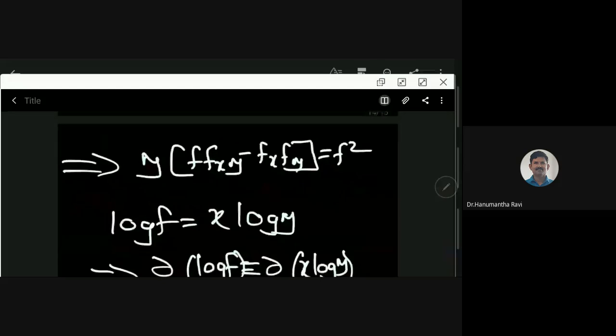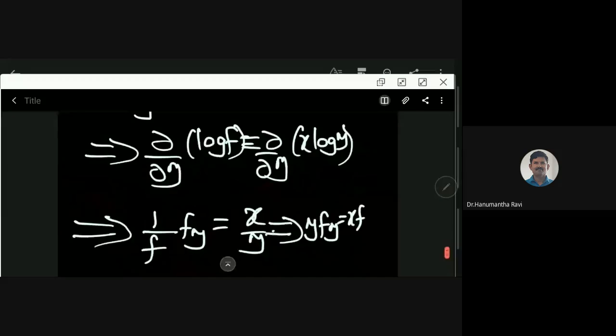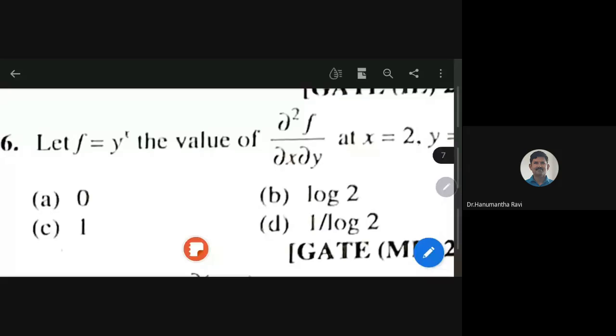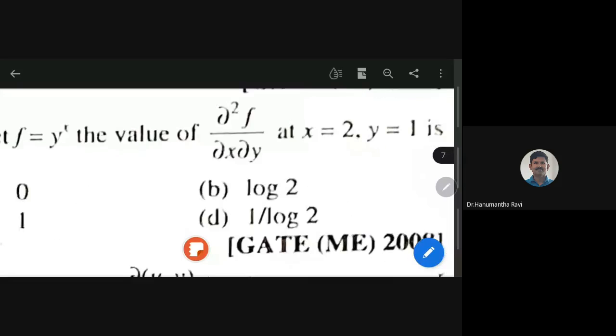Okay, right. So now see what is asked. He is asking dou square f by dou x dou y at x is equal to 2 and y is equal to 1. Just a minute.